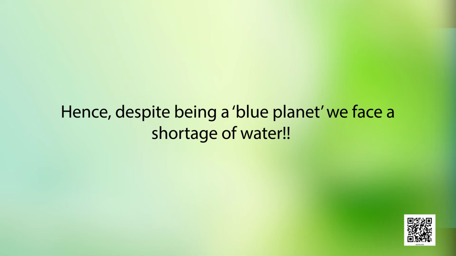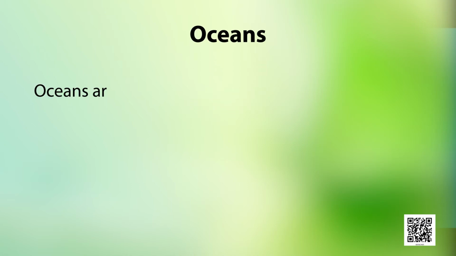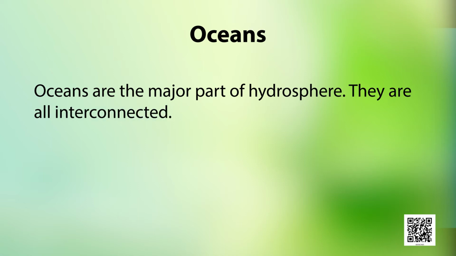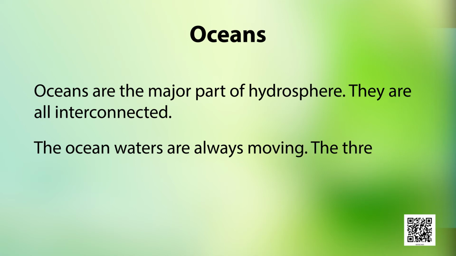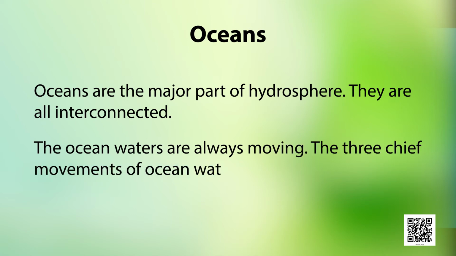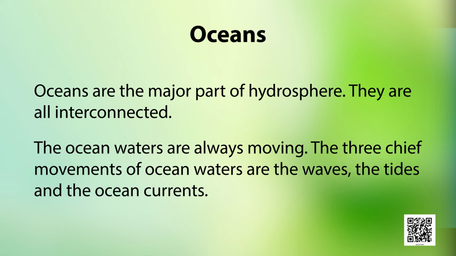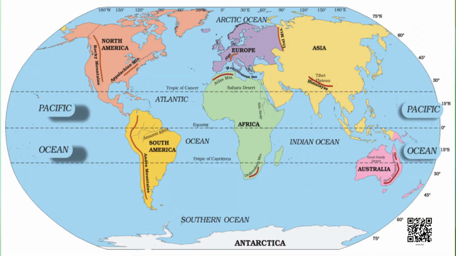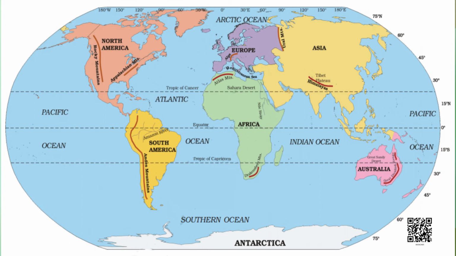Now let's talk about the oceans. Oceans are the major part of hydrosphere. They are all interconnected. The ocean waters are always moving. The three chief movements of ocean waters are the waves, the tides and the ocean currents. The five major oceans are the Pacific Ocean, the Atlantic Ocean, the Indian Ocean, the Southern Ocean and the Arctic Ocean in order of their size.